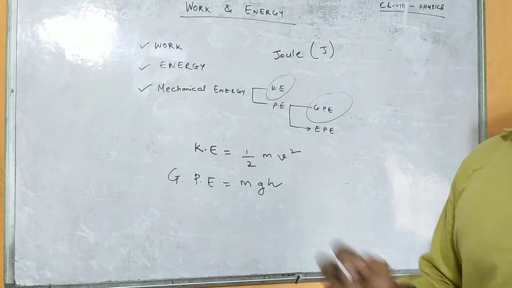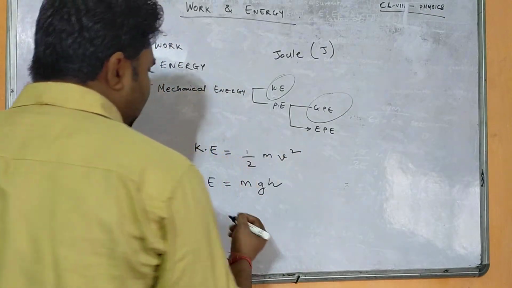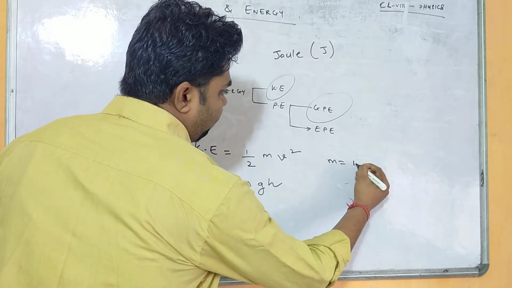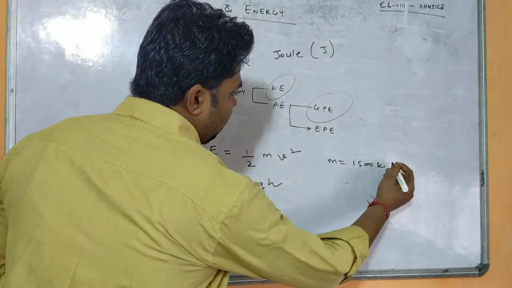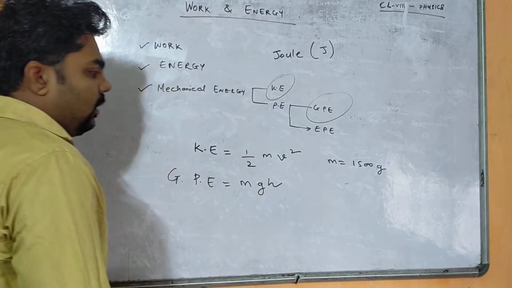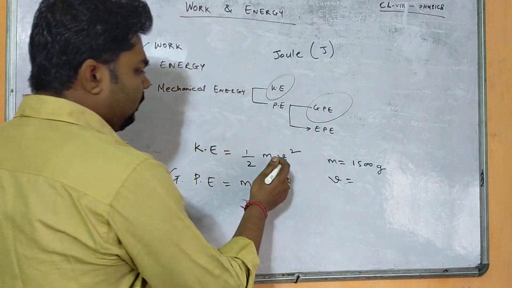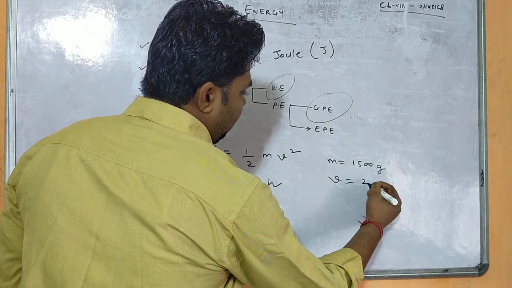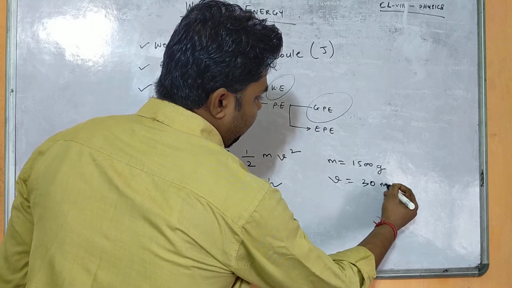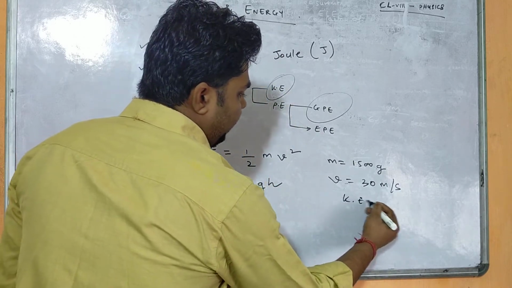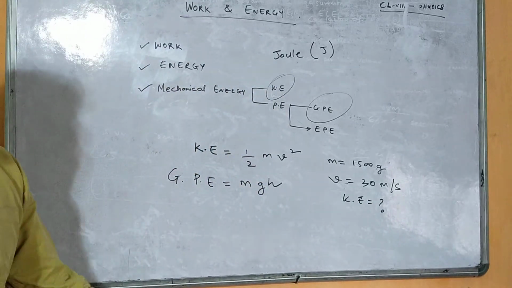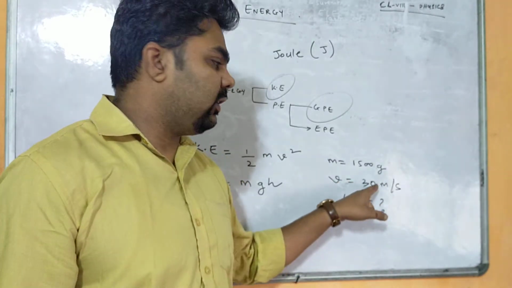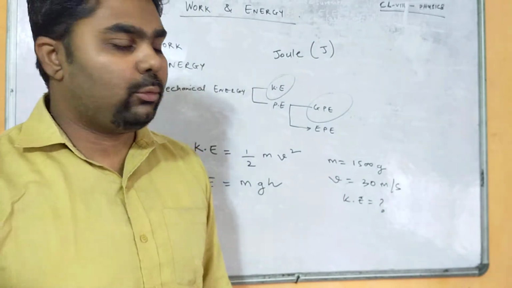Like if I say a boy is riding a bicycle and the mass of that bicycle is, let us consider, 1500 gram, and the velocity of that bicycle, let us consider 30 meter per second. Calculate its kinetic energy. So this is the question: a boy is riding a bicycle whose mass and velocity are given, and we have to calculate kinetic energy.